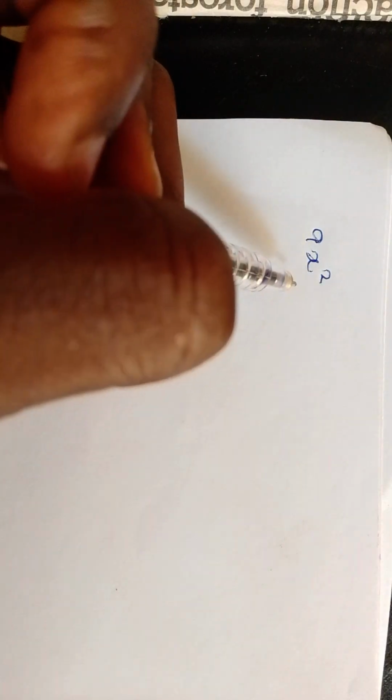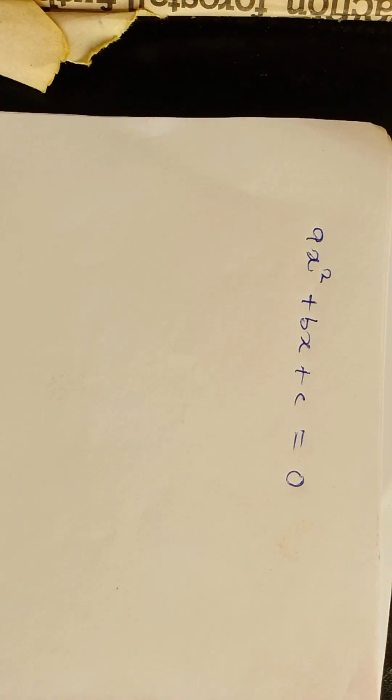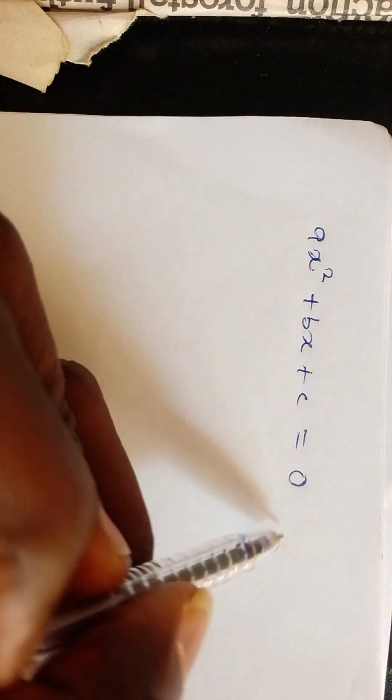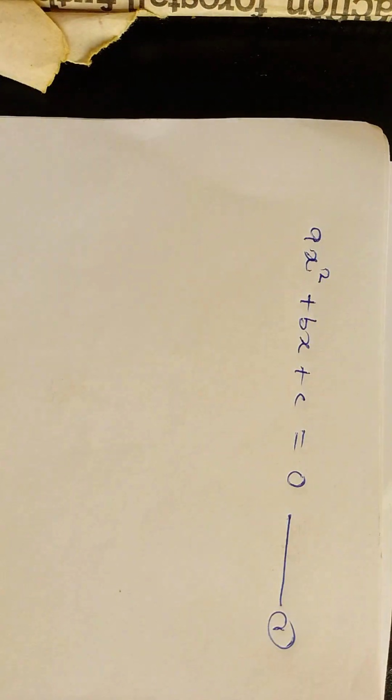Alright, so the first thing I would like to show us is that the standard form for quadratic equation is ax squared plus bx plus c equals 0. So I'll be making use of this to derive the formula method. In this video also I will make use of completing the square method. So if you are not conversant with completing the square method, it might look a little bit tedious and difficult.